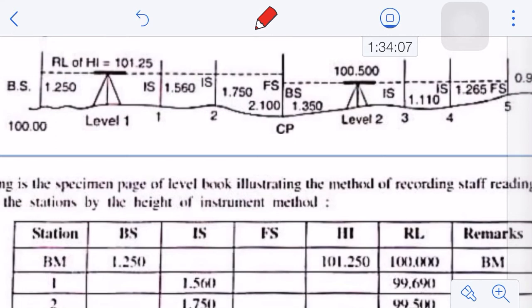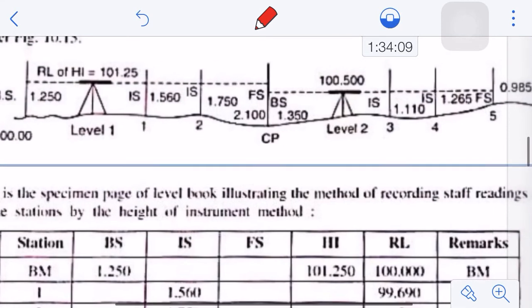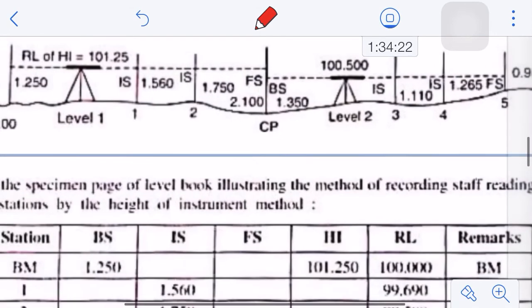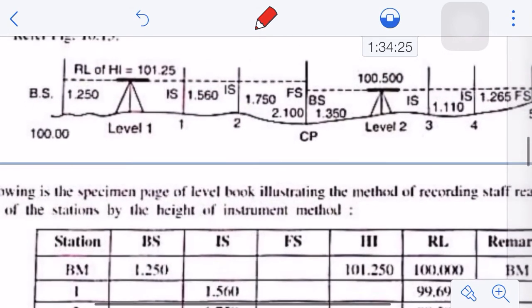So it makes sense, right? It is not a solid rule that your backsight is always added and your IS and FS should always be subtracted. It depends on the situation, but generally you will find this case. That's why I said in the beginning, your BS should be added and your IS and FS should be subtracted, right? So to find out the RL of station 1, you have to subtract your reading 1.560 from the RL of the HI, that is 101.25, to get your RL of station 1.